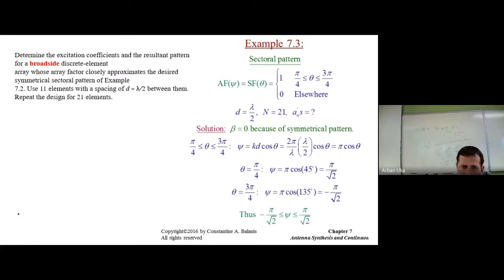So the question here, for example, is asking to determine the excitation coefficients and the resultant pattern for a broadside discrete antenna element, when we have 11 elements with a spacing d equal to lambda over 2. Given this d, we have this element, which, as we mentioned before, is from theta from pi over 4 to 3 pi over 4. So this is a constant value, that's 1.